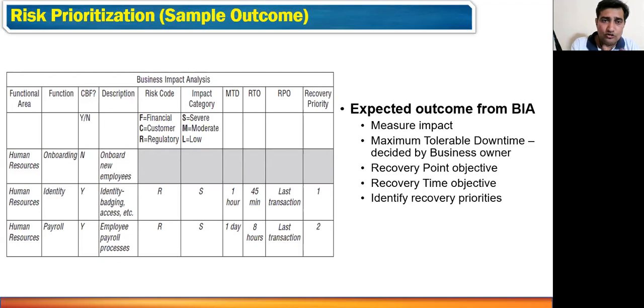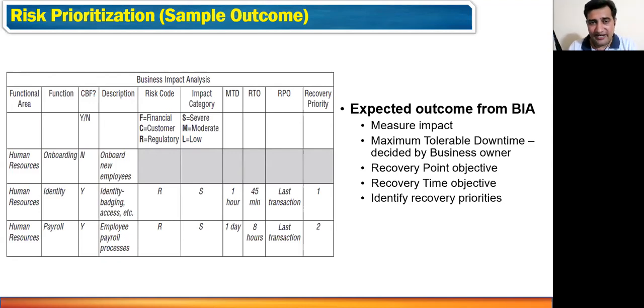And then we will also document what is their MTD, RTO, and RPO, right? And based on that, we will sort out this particular list, and we will come out with recovery priority numbers, right? So that you are able to take some actions on priority. What things you will prioritize over others. That is what we are actually striving for.